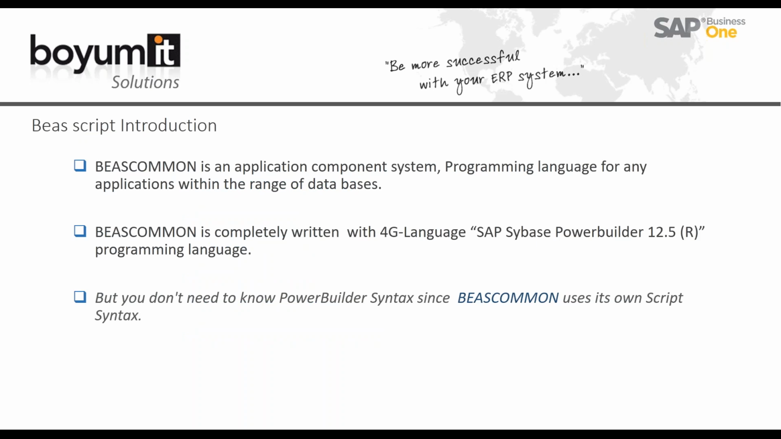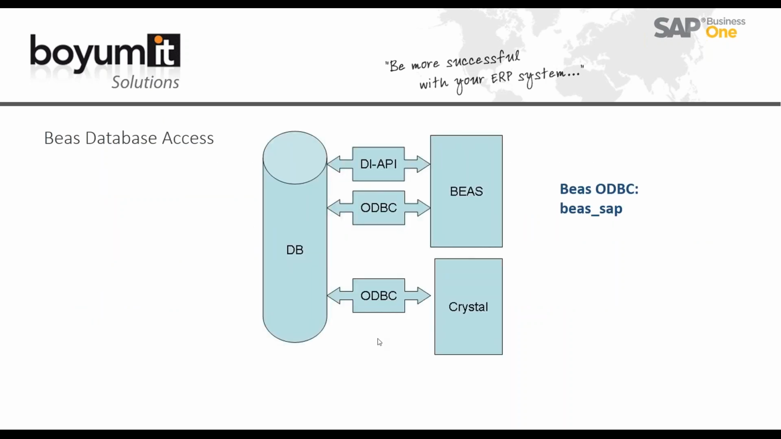The Beas script is a syntax that we can write our own code for our customers. The Beas script is part of the Beas common. The Beas common was written in Power Builder 12.5. However, we don't need to know about Power Builder because we have our own syntax. To connect to a database, Beas connects using an ODBC connection, but it is also possible to connect using the DI API of SAP.